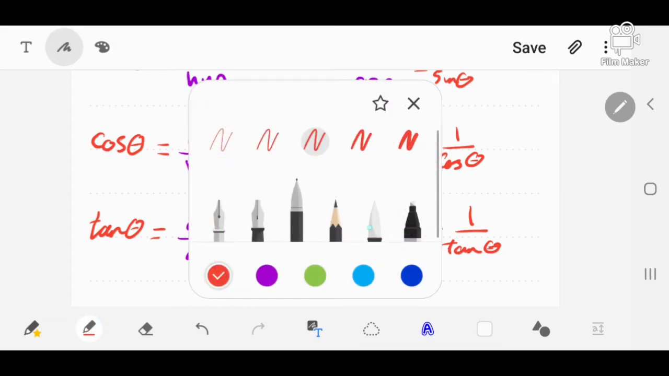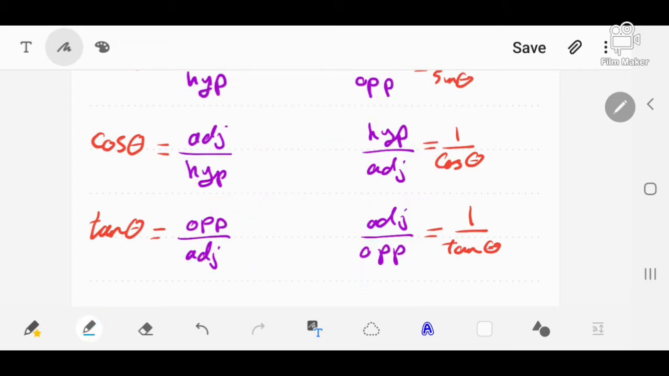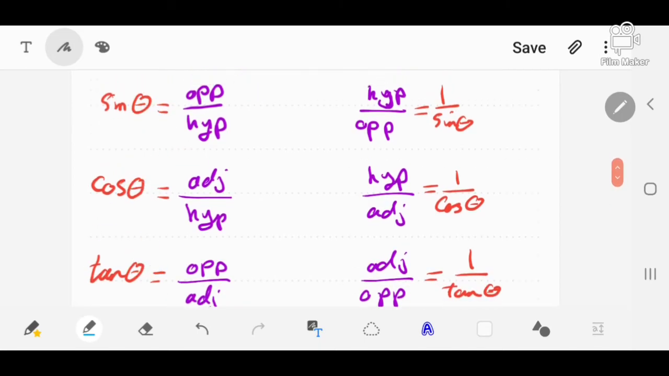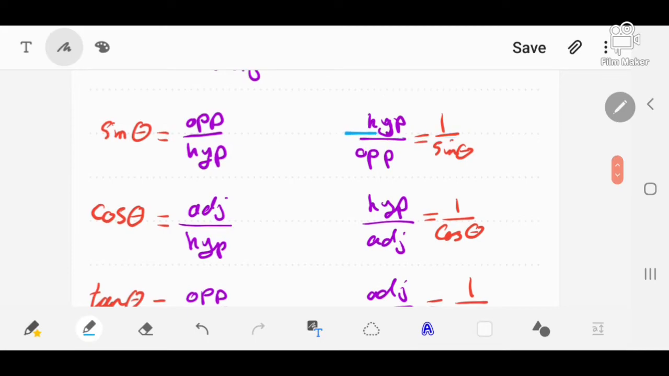So the main three trigonometric ratios are sine, cosine, and tan, and their reciprocals will have their own names. So the 1 over sine will be called cosecant theta. This one will be called secant theta. Let's write them on the other side. This will be called, as I said, cosecant theta. This will be called secant theta, and this will be called cotan theta.